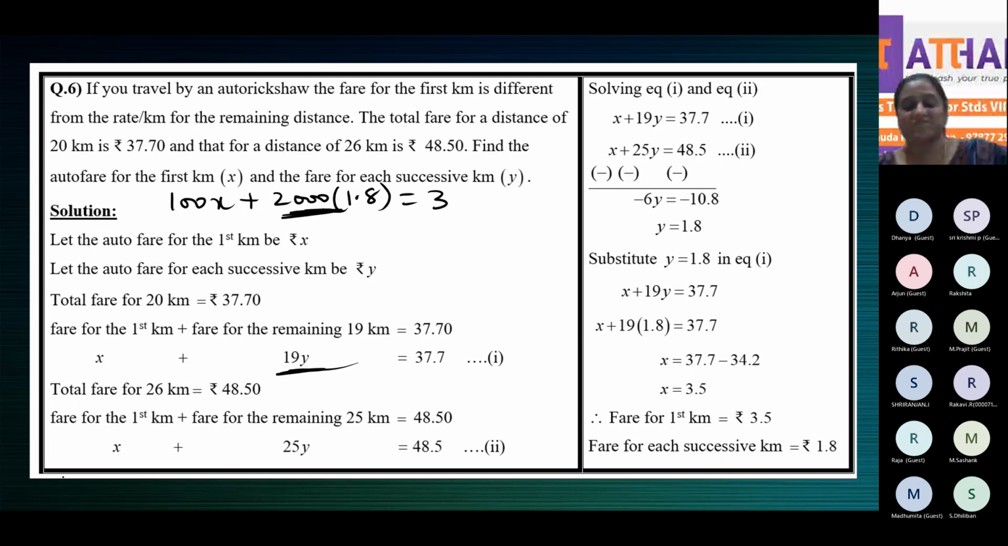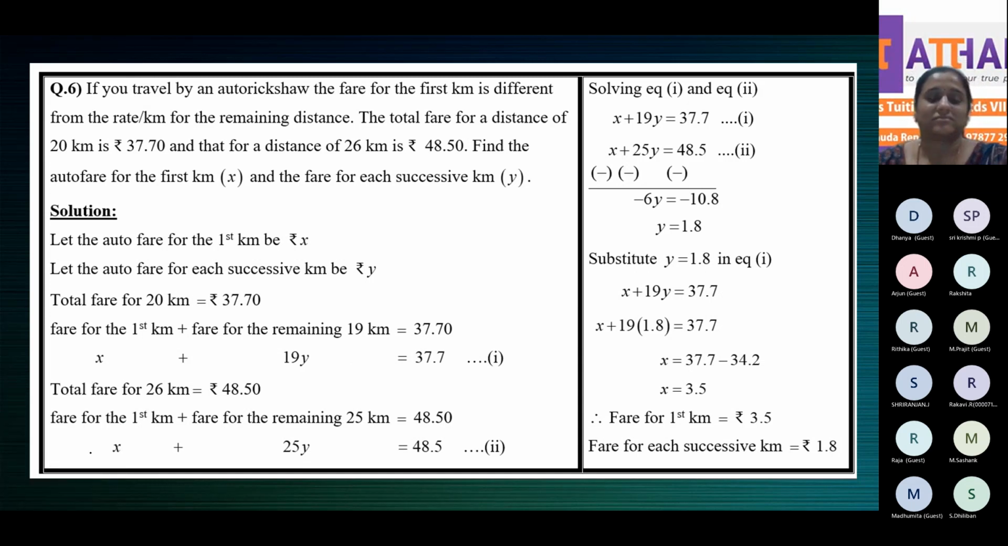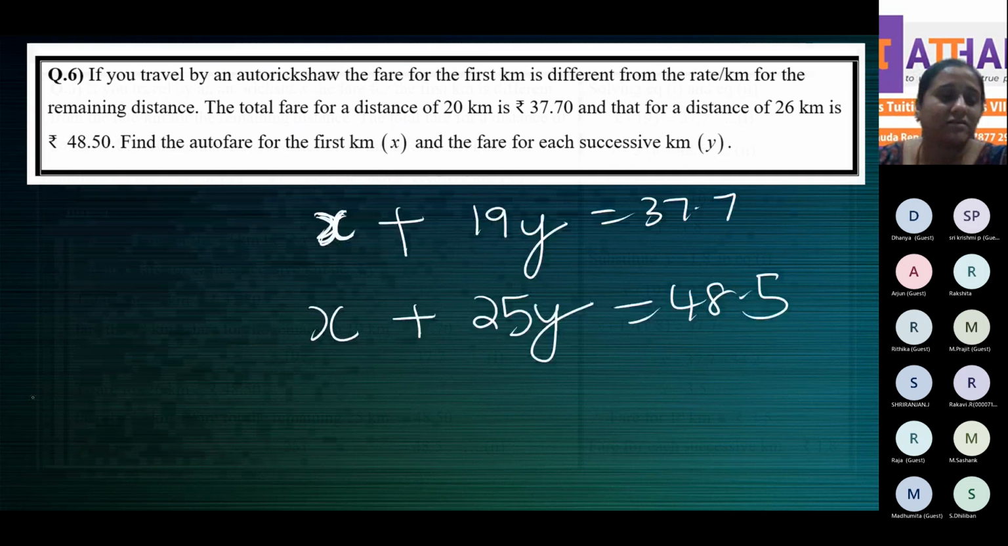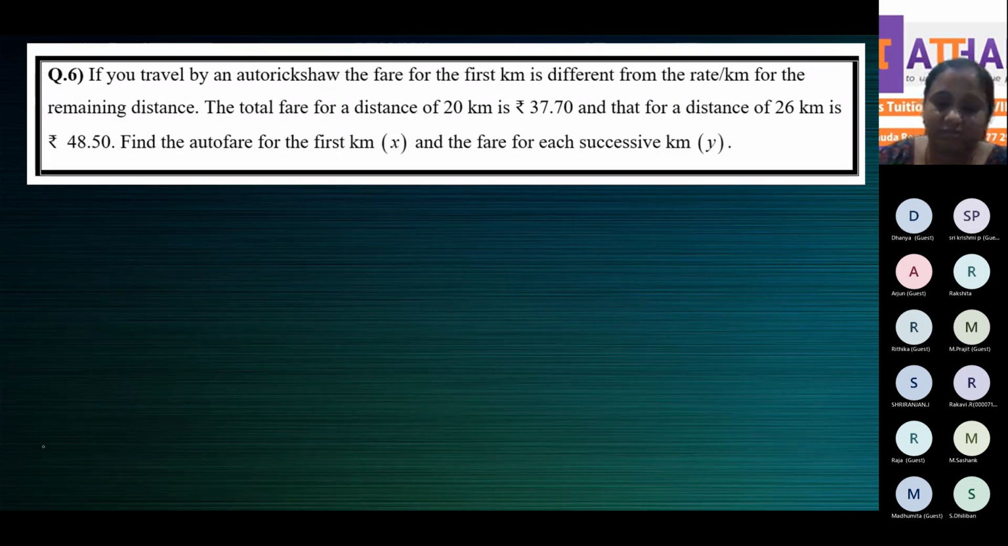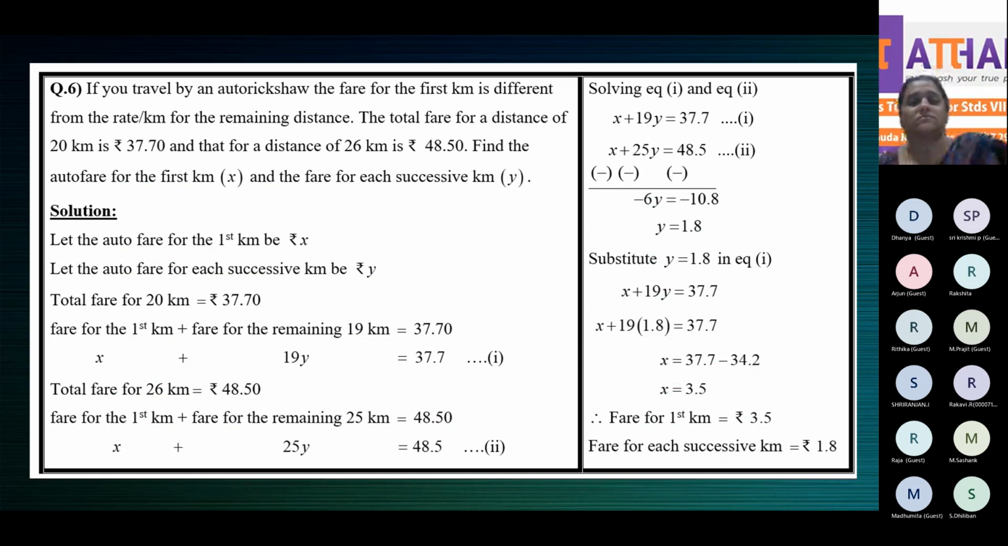No, you were not listening. I did explain that. See, Sashank, it's very clearly given in the question that for the first kilometer, the rate is different from the rate per kilometer for the remaining distance. You tell me, now supposing you hire the auto. Sashank, are you listening to me?